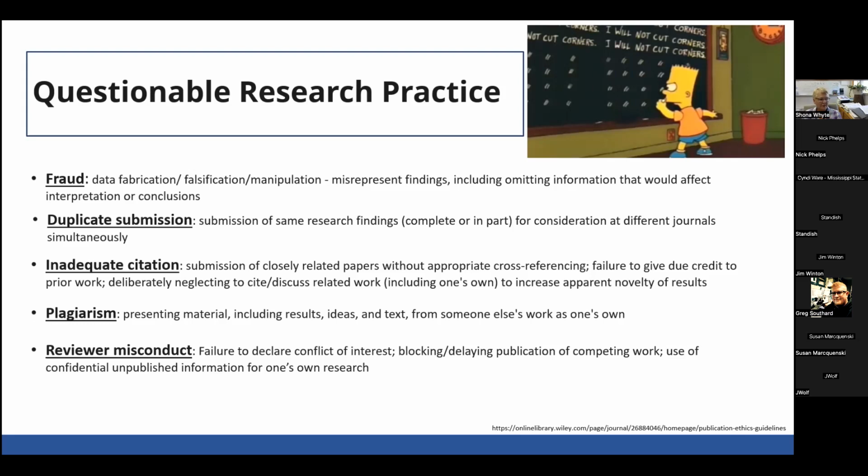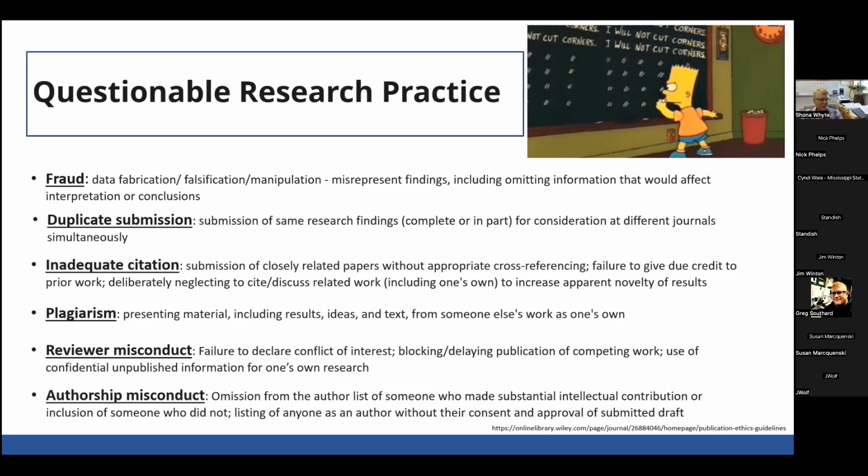Reviewer misconduct, where it would be a failure to declare your conflict of interest, or the reviewer could block or delay publication of competing work, and also, for example, giving a negative review and then using the information that's in that unpublished document to then further your own specific research, which is also unethical.